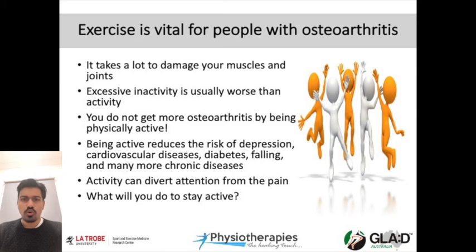It is not going to wear off your joints if you keep exercising. It is actually important to keep exercising, because it takes a lot to damage the cartilage in your joints. So exercise is not going to damage your cartilage and not going to give you more arthritis. Also, if you do not exercise, that is actually going to increase your risk of arthritis in the joints rather than exercising. So try and stay active and be active as much as you can.